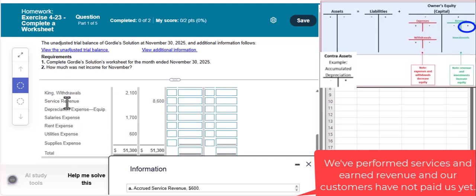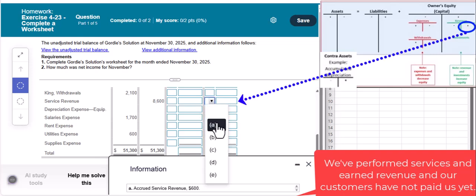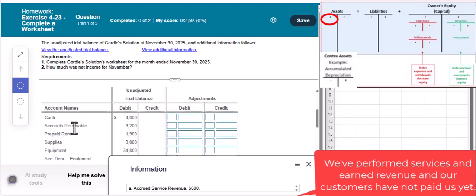Under service revenue, we are going to be crediting transaction A for 600. Remember, because it says accrued, it means it has not been paid yet. We performed some service, but our customers have not paid us. This means they owe us, and that means we need to increase our accounts receivable, which is an asset. And assets increase with a debit on the left side. So we'll scroll back up to our accounts receivable. There it is. For transaction A, 600. We are increasing our accounts receivable. Our customers owe us $600 more. Okay, so adjustment A now has a debit and a credit. Let's go ahead and move down to B.